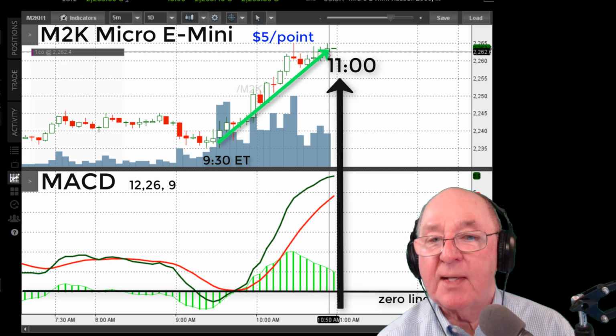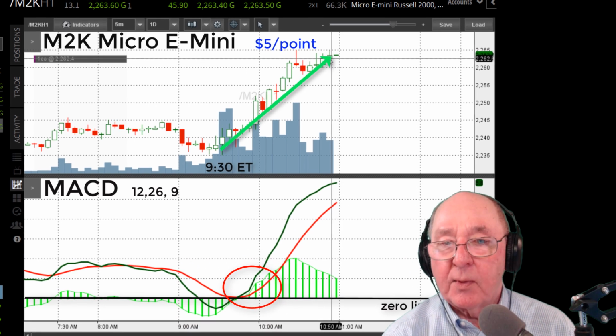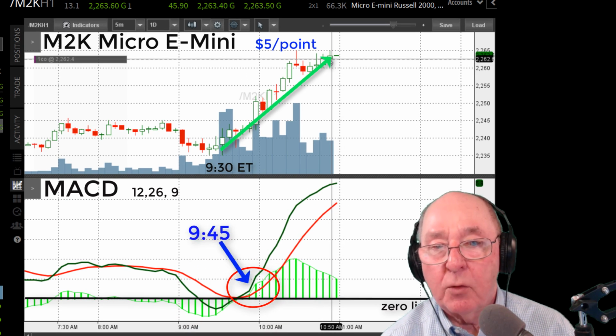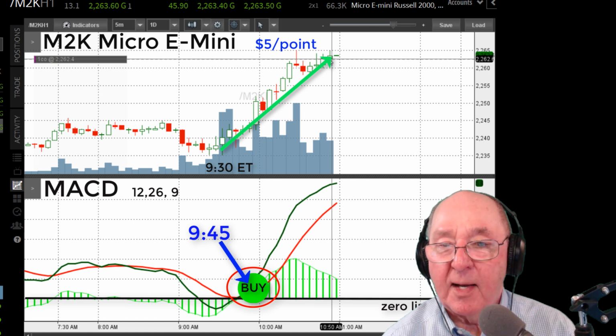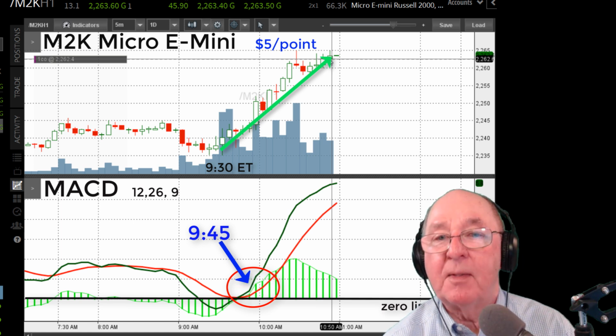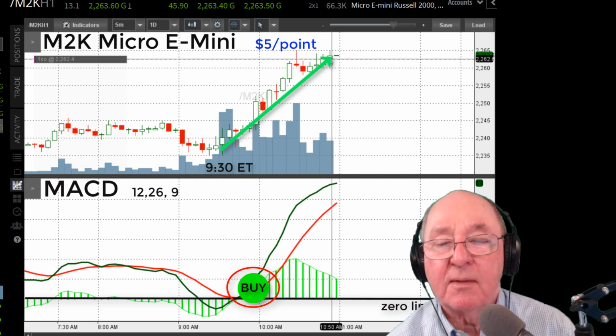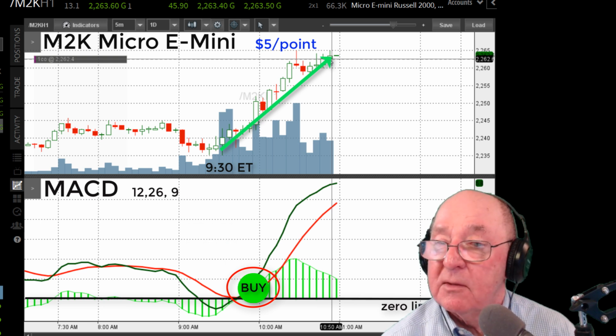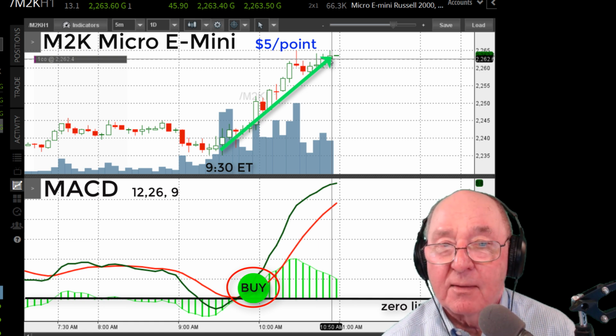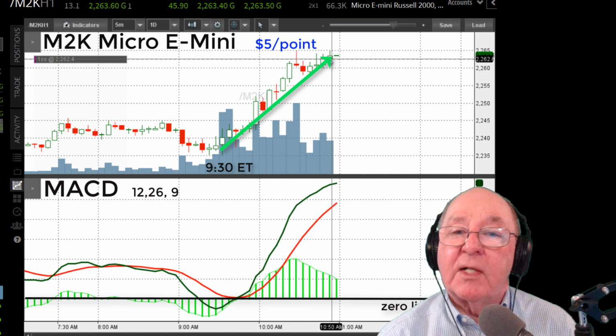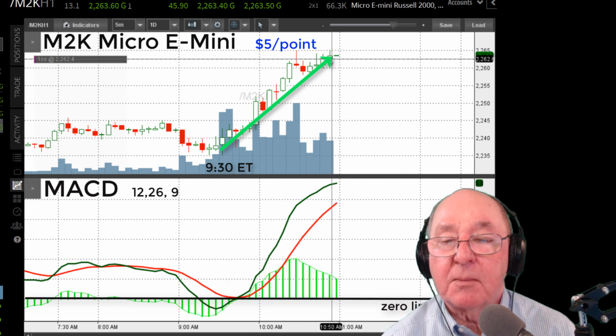9:30 in the morning, I wish I had been, because look at this. Green line over the red line, both going over the zero line, and all that happening at the same time. That's a buy signal by the guidelines. They're not always right, of course. No one's guidelines are 100% right. They are just that, guidelines. Anyway, the market went up from 9:30 substantially.